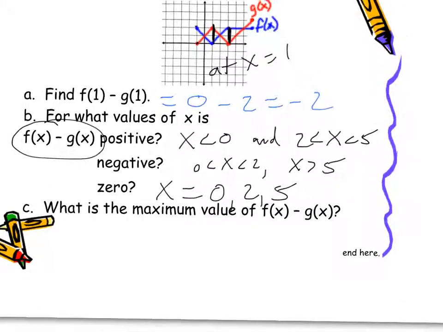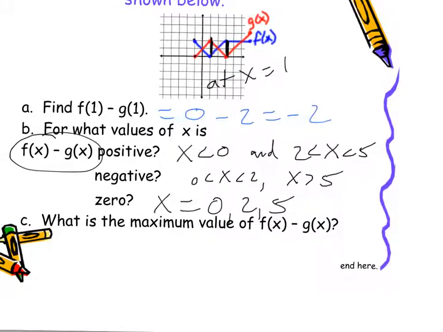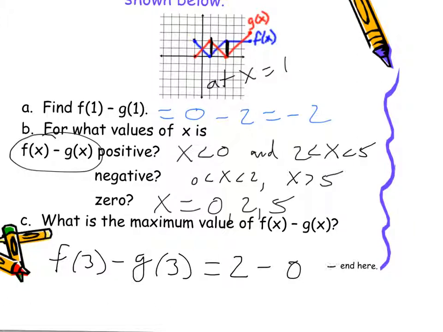Again, to kind of write all this out formally, the biggest possible value for that would be f of 3 minus g of 3. F of 3 appears to be 2, g of 3 is 0, and once again it looks like the difference there would be 2, okay, which is as big as it could possibly be. There's no point on the graph where the blue graph is more than 2 units higher than the red.